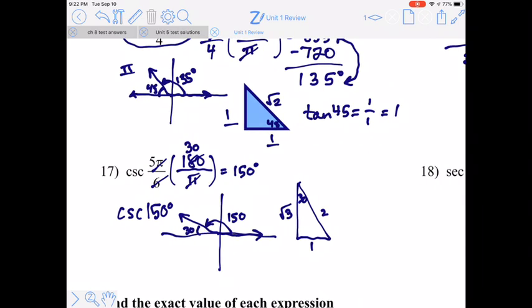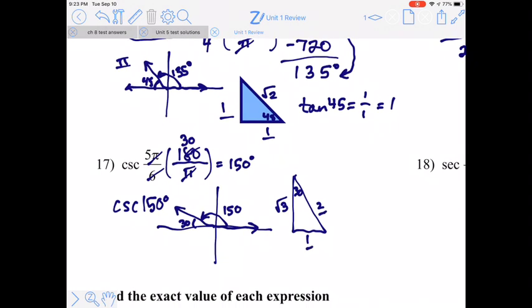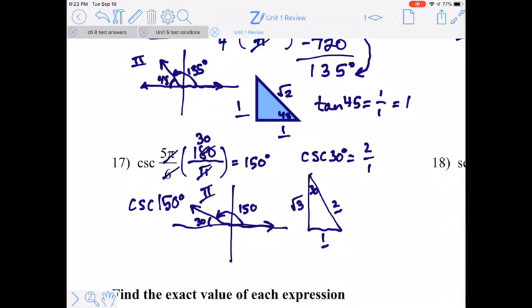Now, 30 degrees and cosecant. The definition of cosecant is the reciprocal of sine. Sine is opposite over hypotenuse, so this would be hypotenuse over opposite. So the cosecant of 30 degrees would be 2 over 1. And then we consider quadrant 2. The sine and the cosecant stay positive, so our answer is going to stay positive. So the cosecant of 5 pi over 6, or the cosecant of 150 degrees, is equal to positive 2.